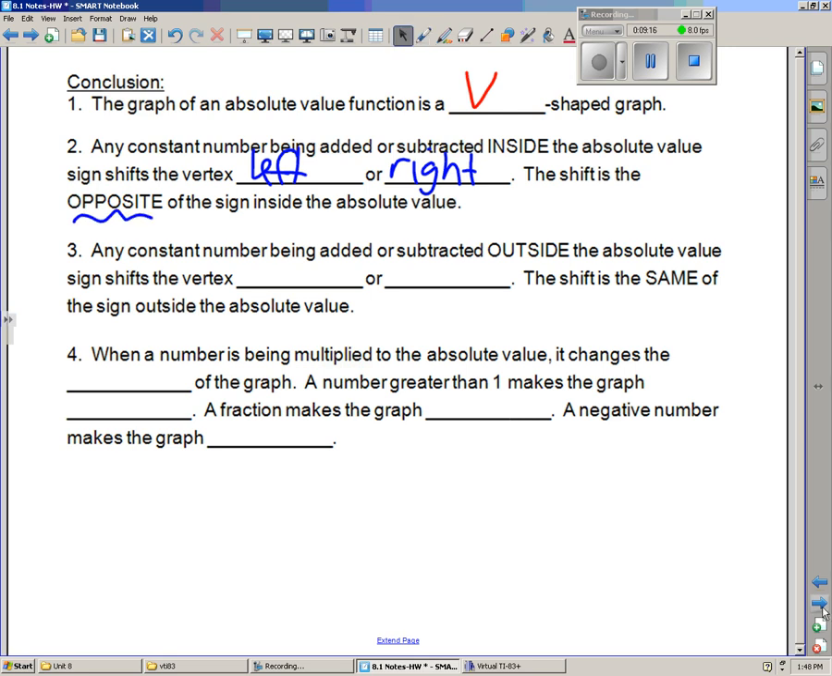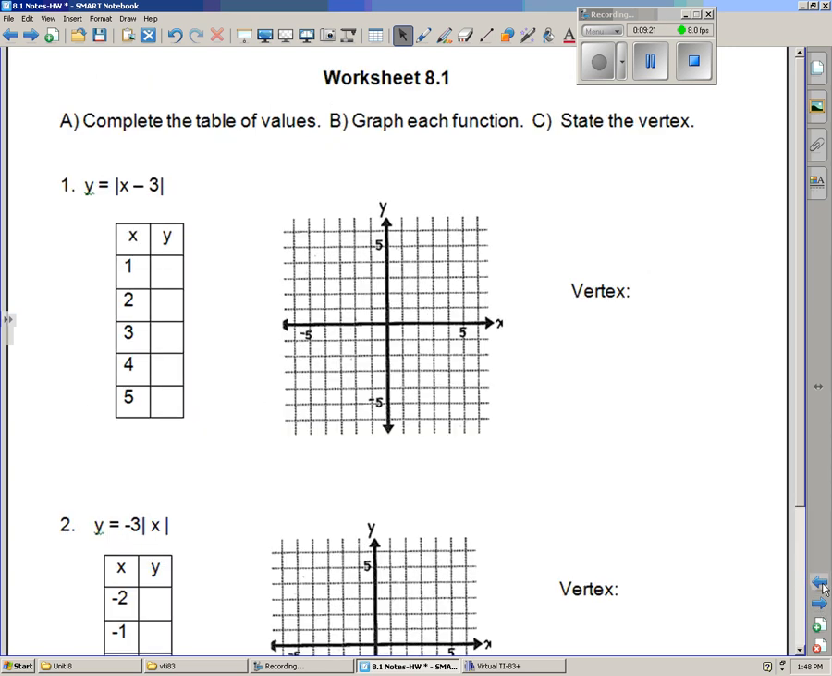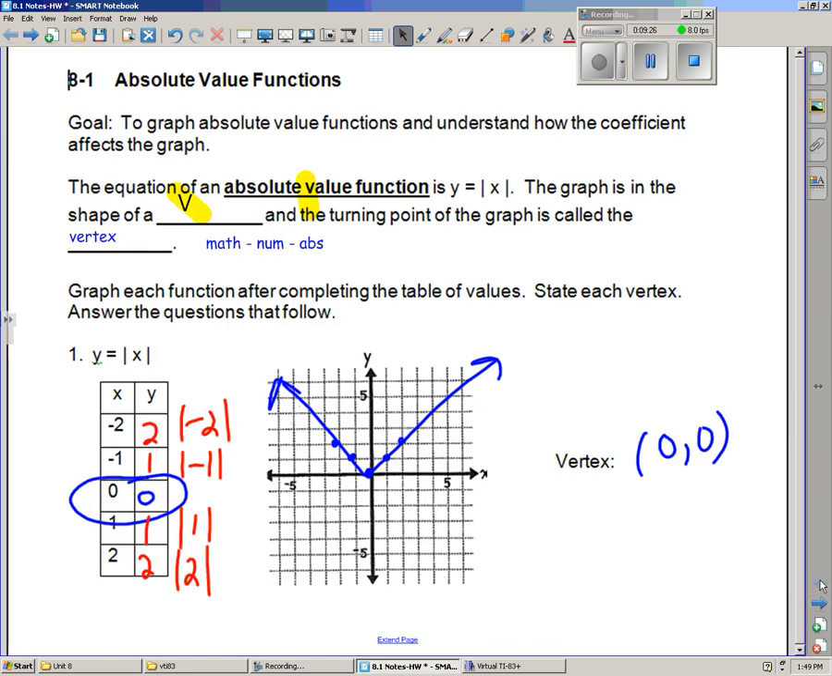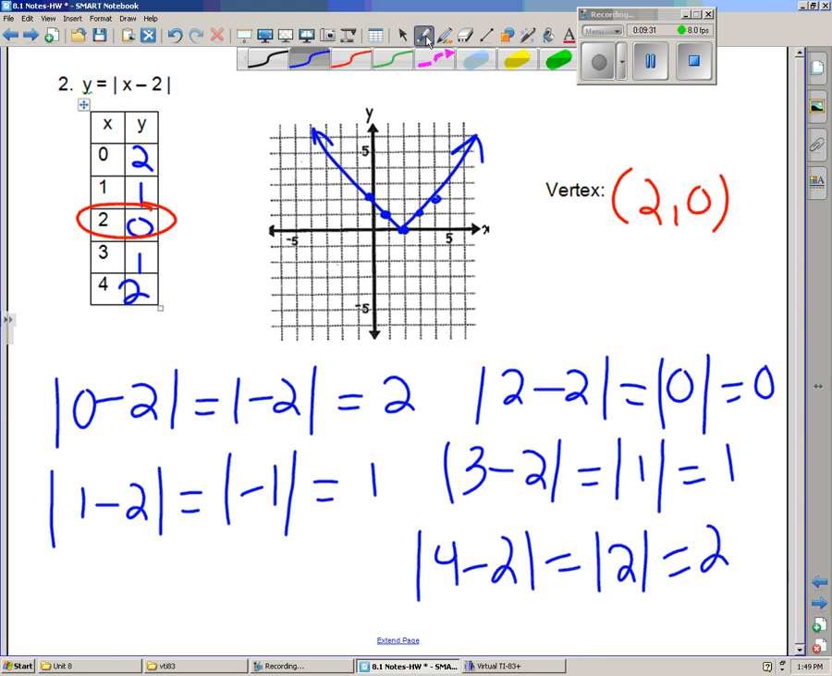I'm going to bring you back to graph 2 for a second. Oops, wrong way. So here's graph 2. Well, graph 1, we're at 0, 0. Graph 2, when we put a number inside the absolute value, x minus 2, our vertex shifted 2 to the right. So what we just had in the conclusion said that as long as you've got a number inside the absolute value, you're going to shift left or right, the opposite of what you would think. That's why x minus 2 actually shifts right.